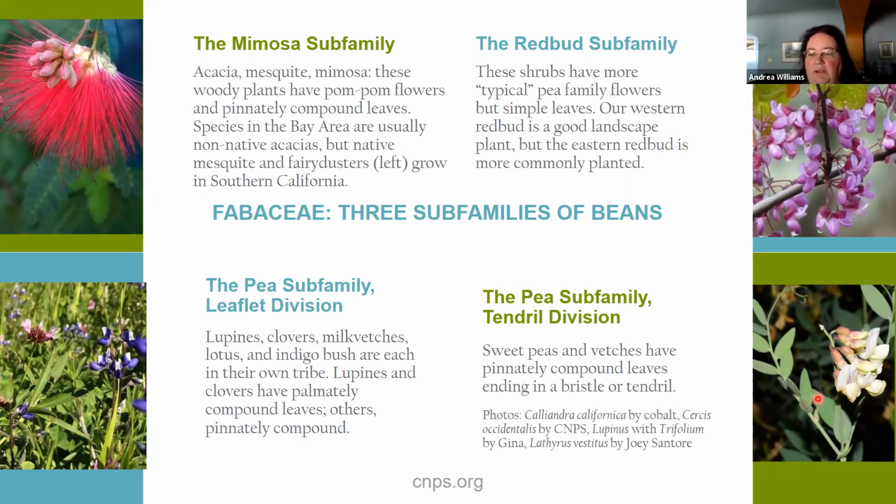One's where the final terminal leaflet, this leaf here, is a tendril, and then lupins and clovers where the final leaflet is a leaflet. So sweet peas and vetches tend to make up the tendril division, and lupins, clovers, milk vetches, lotuses, indigo bushes, and wild licorice are each in their own tribe. And lupins and clovers have palmately compound leaves, the others pinnately compound.